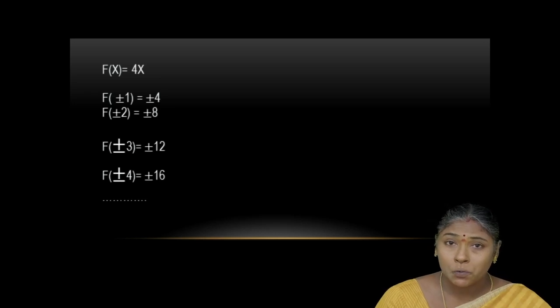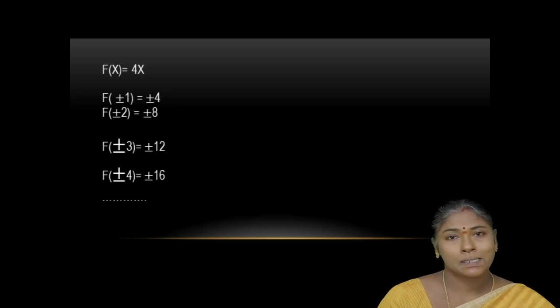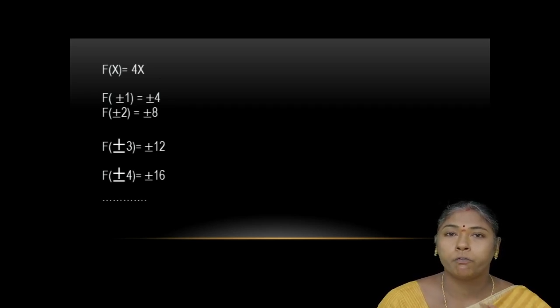plus or minus 2 கொடுத்தா அதனுடைய ஆன்சர் plus or minus 8 and so on. So you will get your answers in the codomain as multiples of 4 because your function is defined as f of x is equal to 4x.